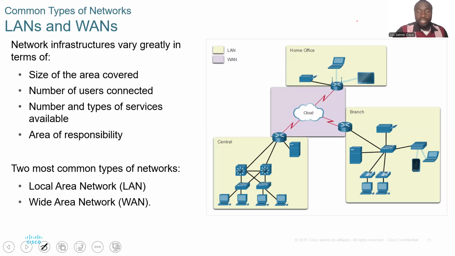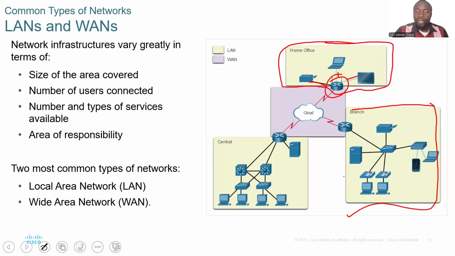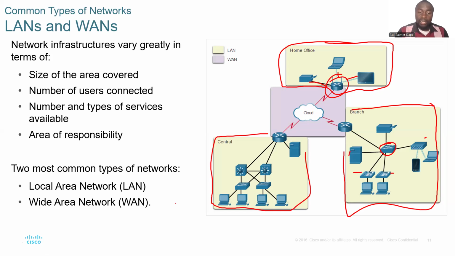Okay, so you could see that in this small office, this home office, this is a LAN. You have a wireless router connected to the TV, to the printer, to the system. Then you have a branch office here, which has another LAN. You have an intermediary device. You have devices, IP phones, servers that are connected. Then you have another LAN here, which is the central office.